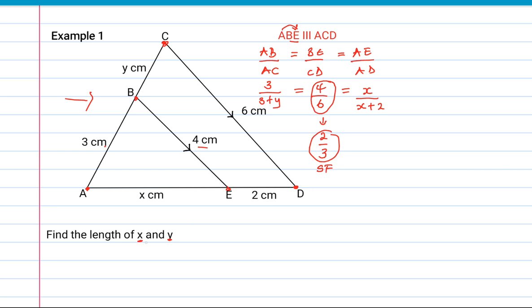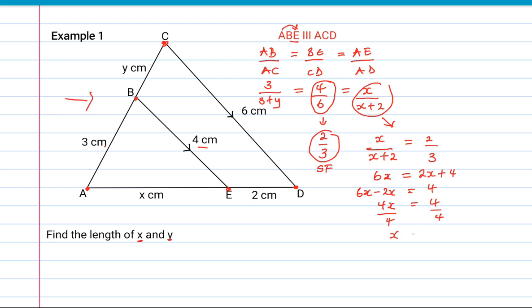So to calculate the value of x, I take this expression for x here, and I say x over x plus 2 will be equal to my scale factor, which is 2 over 3. Then I simplify that using cross multiplication. That becomes 2x plus 4 will be equal to 6x. Then I take my 2x to the other side, it becomes 6x minus 2x will be equal to 4. So 4x will be equal to 4. Then I divide both sides by 4 to get x being equal to 1.